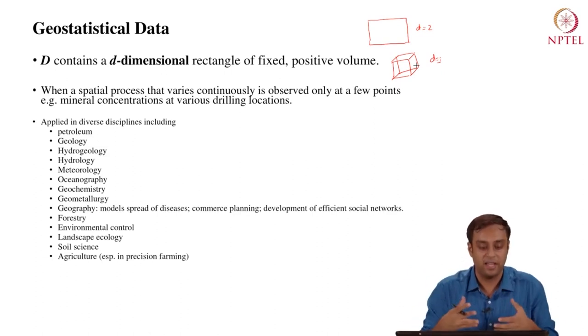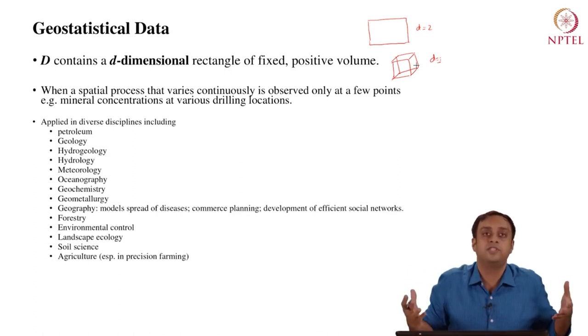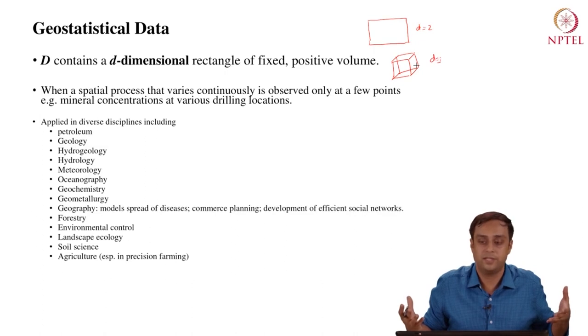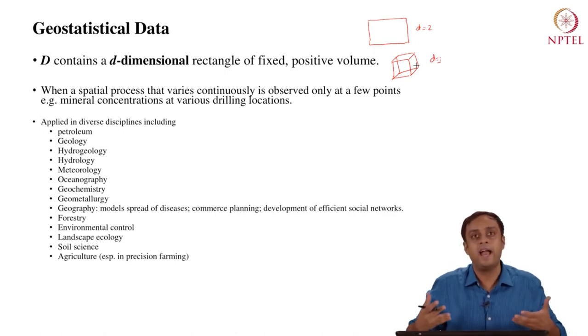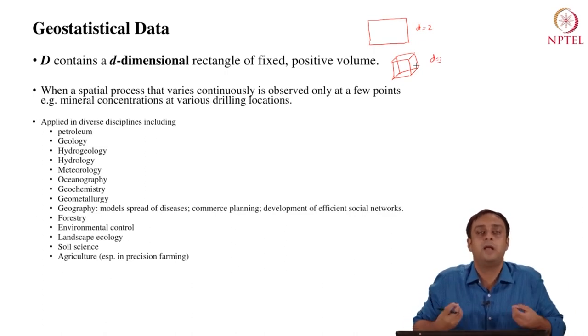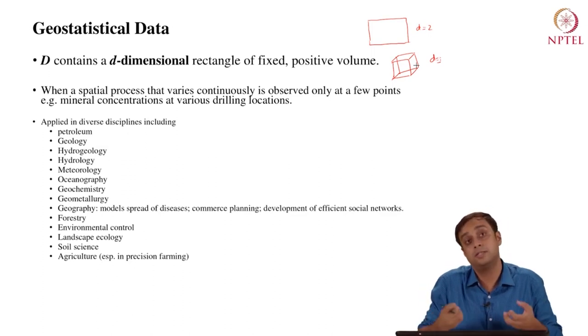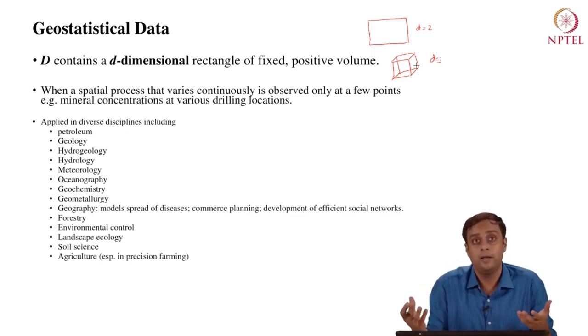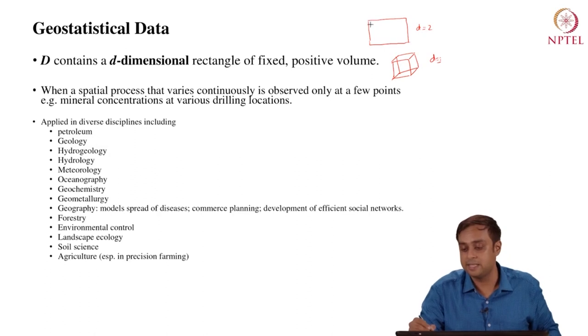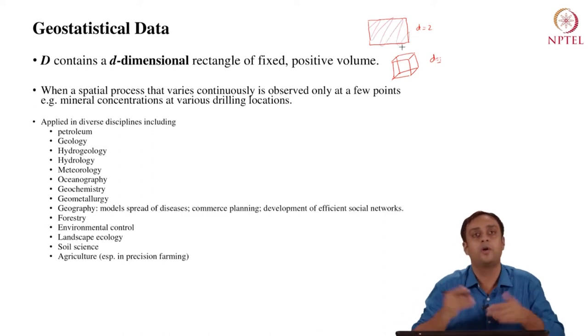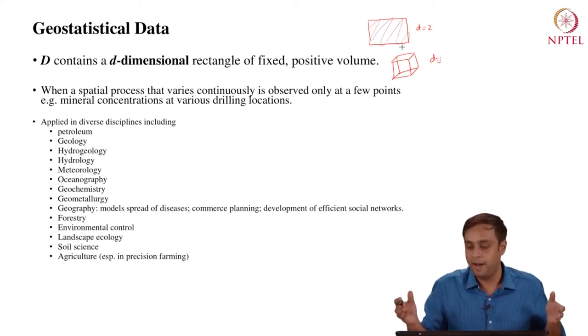An example that I'm giving here is mineral concentrations at different locations in space. The idea is that on land, when I'm trying to extract, for example, coal, or on sea, I'm trying to search for oil, the point is that oil exists almost everywhere in this domain D, right? So oil will exist at all locations in D, right?